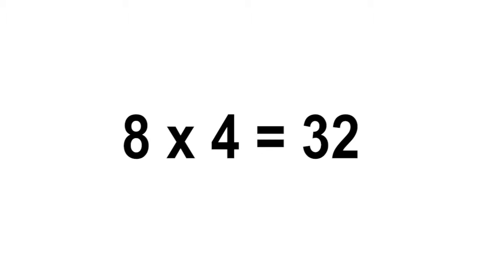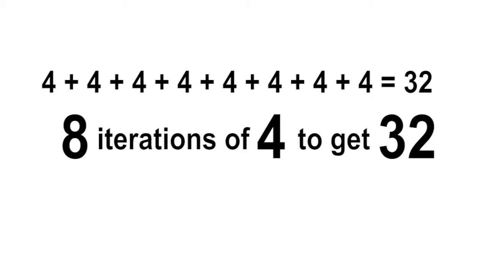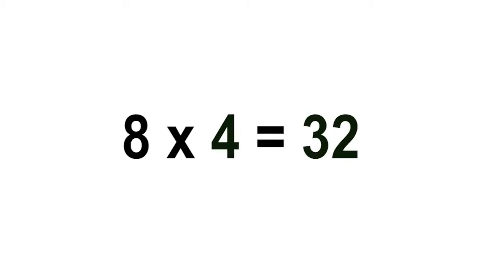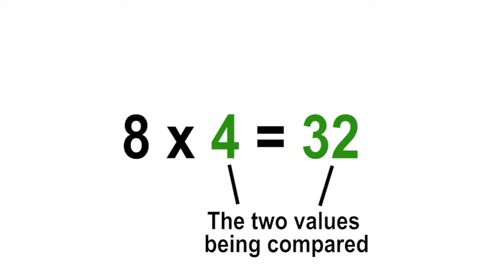In the equation 8 times 4 equals 32, the first factor, the number 8, refers to the number of iterations of the second factor, the number 4. So there will be 8 iterations, or repeating 4 8 times. The second factor and the product, the number 4 and the number 32, are the two values being compared.